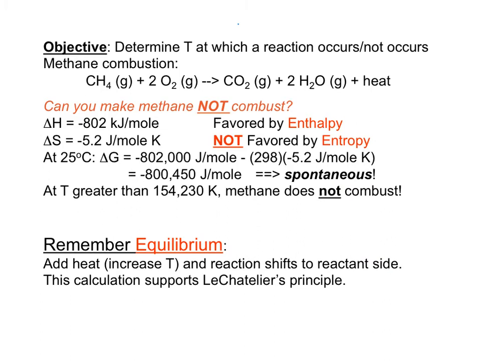Now, if we consider this reaction to be an equilibrium reaction, this reaction would have a very large equilibrium constant. Since the reaction is exothermic, if we add heat, that is, add a product, that's going to make the reaction shift to the reactant side. So at some very high temperature, that reaction will not occur.